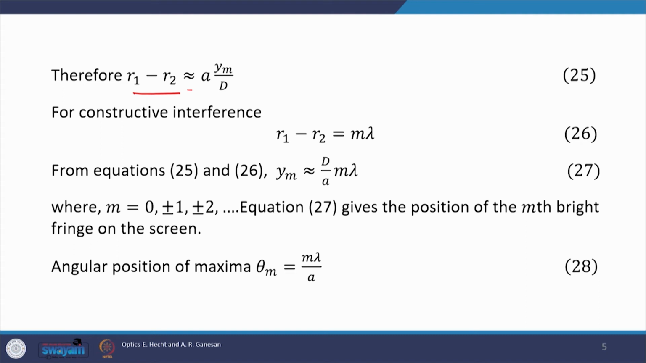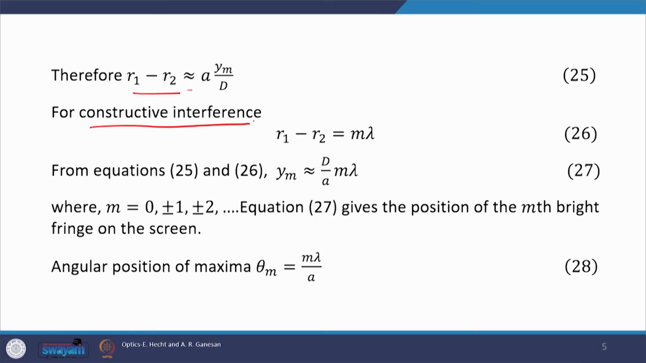And what is R1 minus R2? It is the optical path length difference. Now, let us implement the conditions of maxima and minima. For constructive interference, that is for maxima, the optical path length difference R1 minus R2 must be an integral multiple of lambda. We have already talked about it. Now, let us substitute R1 minus R2 equal to m lambda in equation number 25, and from here we get y m almost equal to D by a, times m lambda. And what is y m? Y m is the position of the mth fringe from the center of the observation plane.